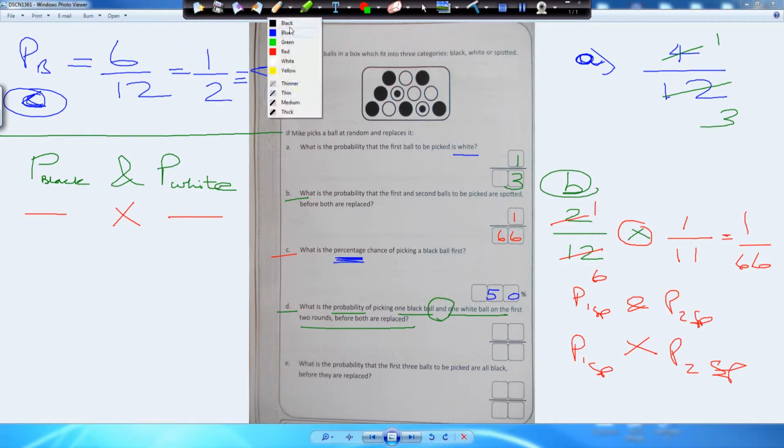Okay. What's the probability of the black one? What did we say it was? It was 6. Yeah, 6 out of 12.